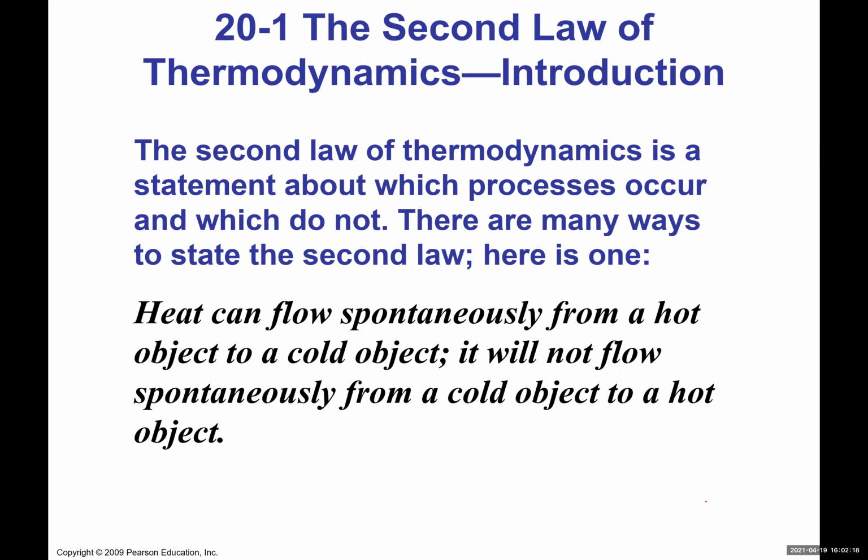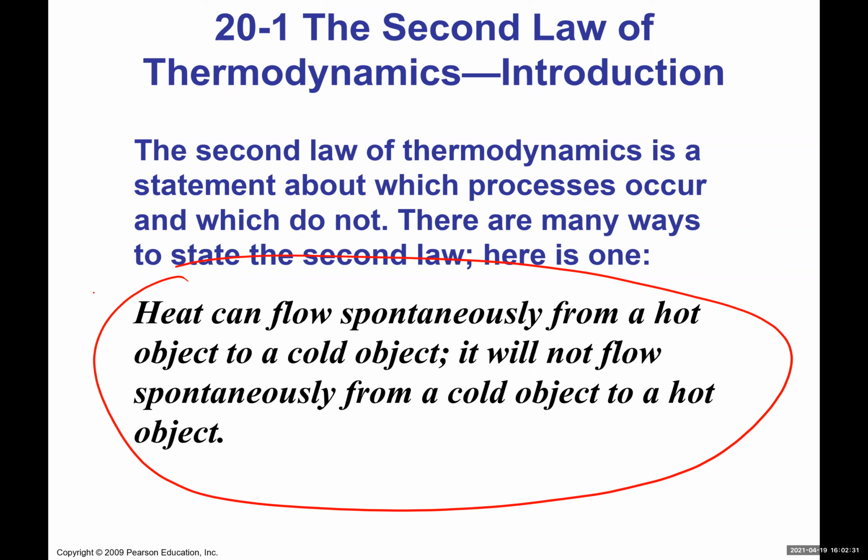Same thing in terms of a thermodynamic process, when changing thermal energy in terms of heat and work done. So here's, for example, one of the ways we can describe the second law. Heat can flow spontaneously from a hot object to a cold object. That's a process that we have seen happens. It will not flow spontaneously from a cold object to a hot object. That means this does not happen.